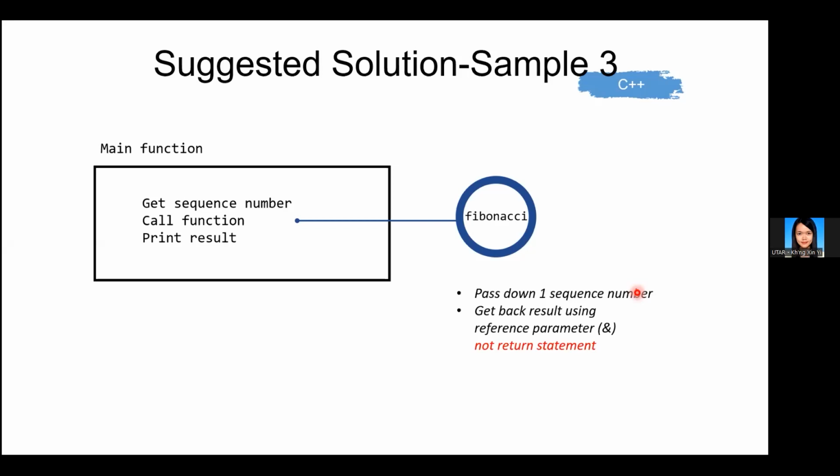Okay, then after that, how can we get back the result? How can I get back the result of the Fibonacci number? So let's say I don't want to use the return statement. Remember, we can get back the result using the reference parameter, the ampersand, right? We can just get back the value, the answer, okay? Then once we get back the answer, we can proceed to do the printing. Okay, then we'll proceed to here.